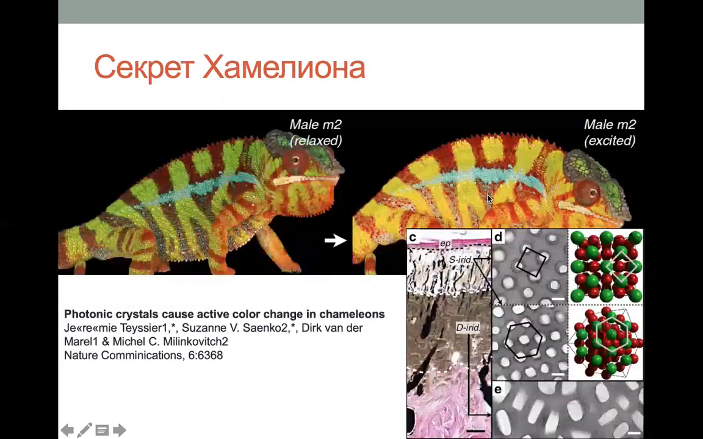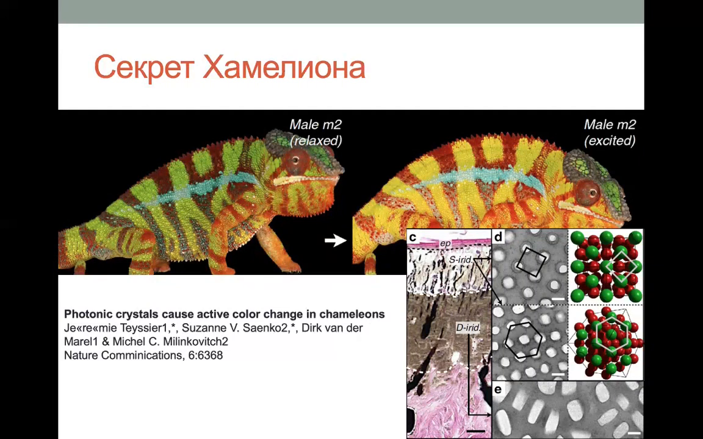Another beautiful example is the chameleon, and this paper was published just, as I remember, 5 years ago, and people just understood the reason how a chameleon can change its color just 5 years ago. So it's quite a very recent result.